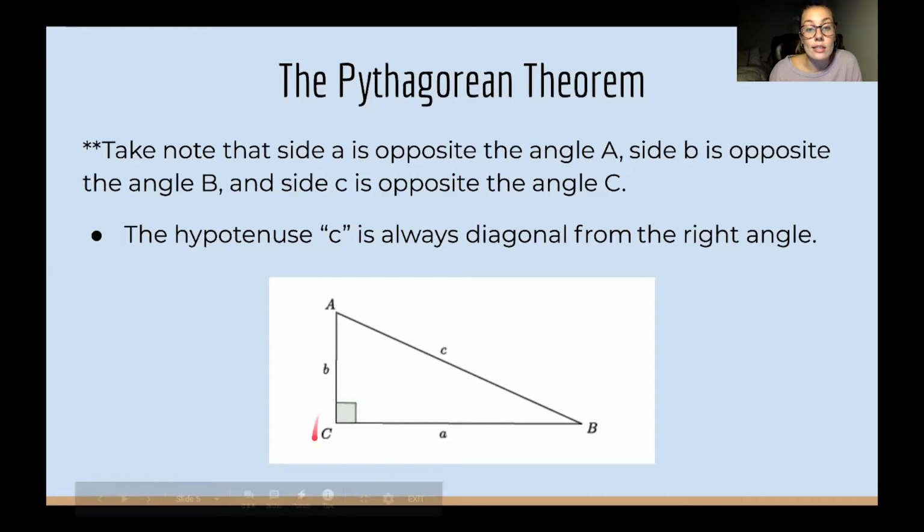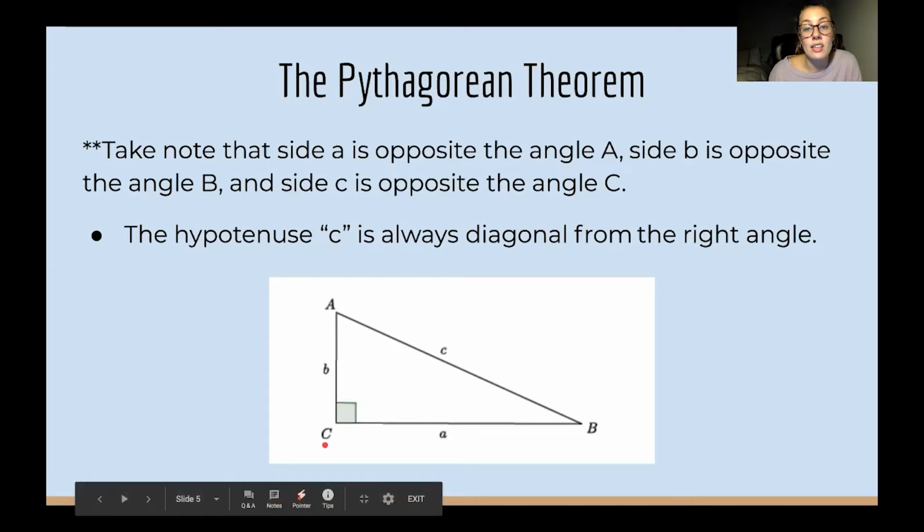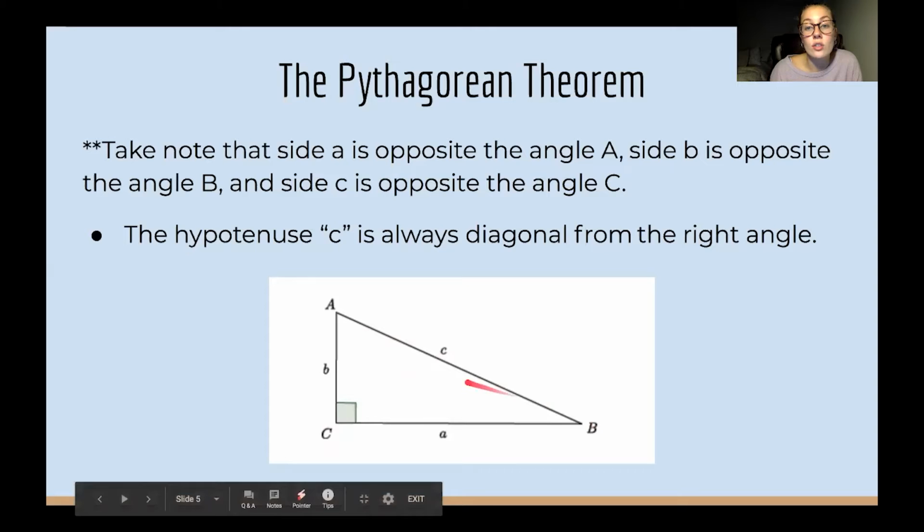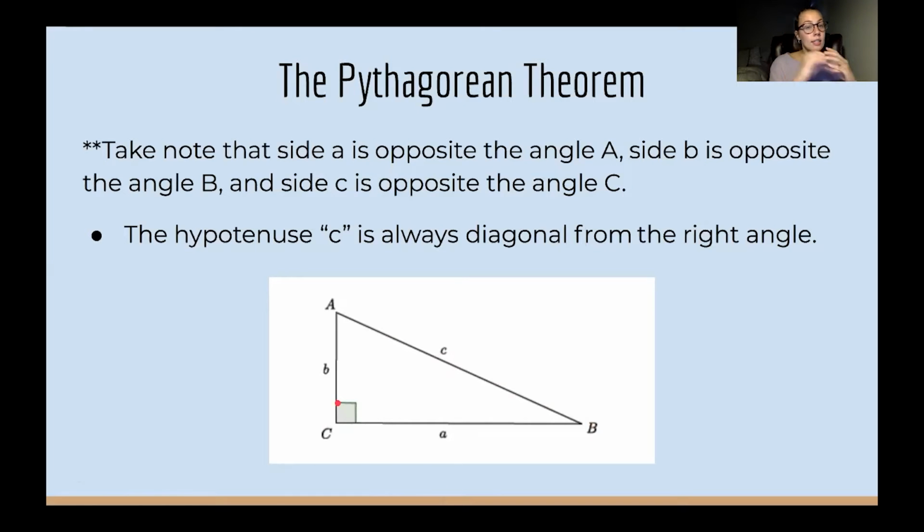So like we said, our C angle is opposite of the side C. That's always going to be true because our hypotenuse, the longest side, is always going to be diagonal from our right angle. So if that maybe helps you when we're looking at the couple of problems, to remember, okay, I see the right angle, I see the 90 degrees, the hypotenuse is always going to be diagonal of that angle.